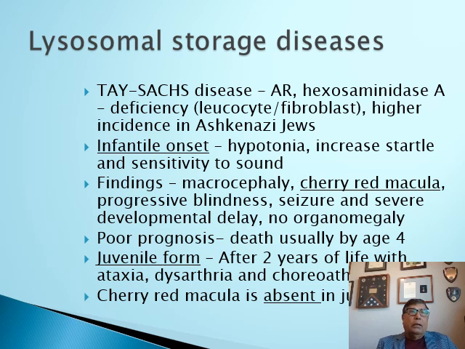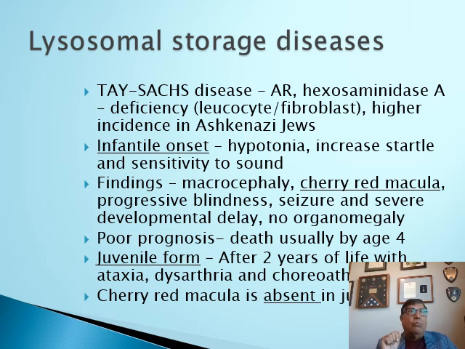And for the purpose of your examination, Tay-Sachs disease has cherry red macula. The eye finding is the cherry red macula. They have macrocephaly, progressively develop blindness, seizures, severe developmental anomaly. They usually die early.